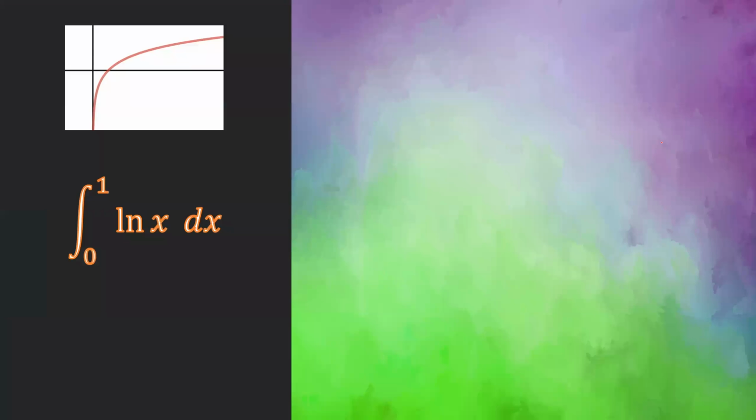All right, next, the integral from 0 to 1 of ln x. If you look at the graph, the problem is at 0, because that's the asymptote there. So what we can do is not take the integral from 0 to 1, but take the integral from a to 1, then let a approach 0 from the right, because that's the interval that we are talking about.